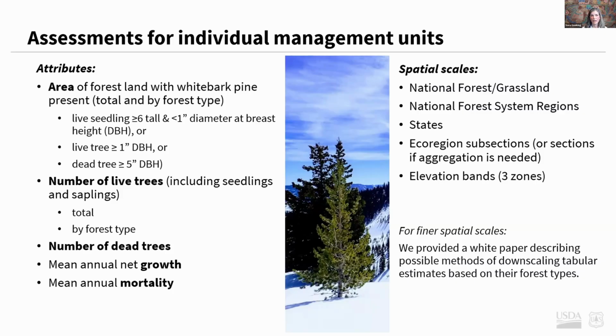The spatial scales shown here, some were nested within others. And again, there were some units that wanted finer spatial scales. And so we provided a white paper just describing, here's how you might do this. And it involved a crosswalk between FIA forest types and locally relevant vegetation types from their own maps.